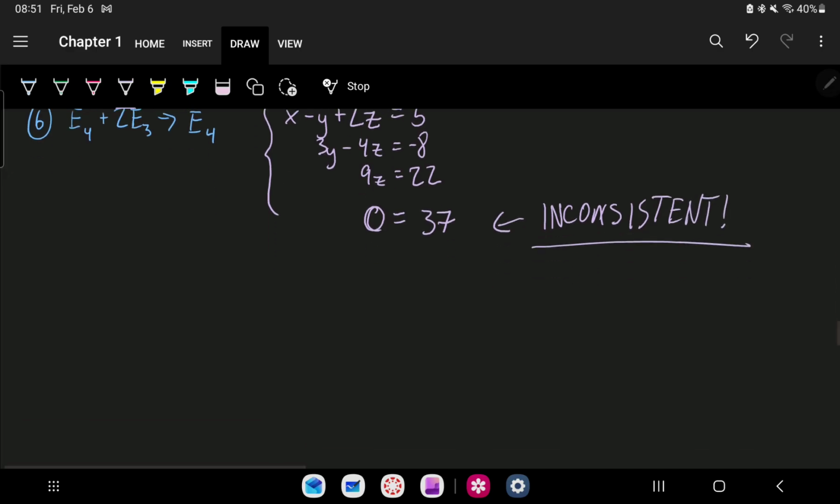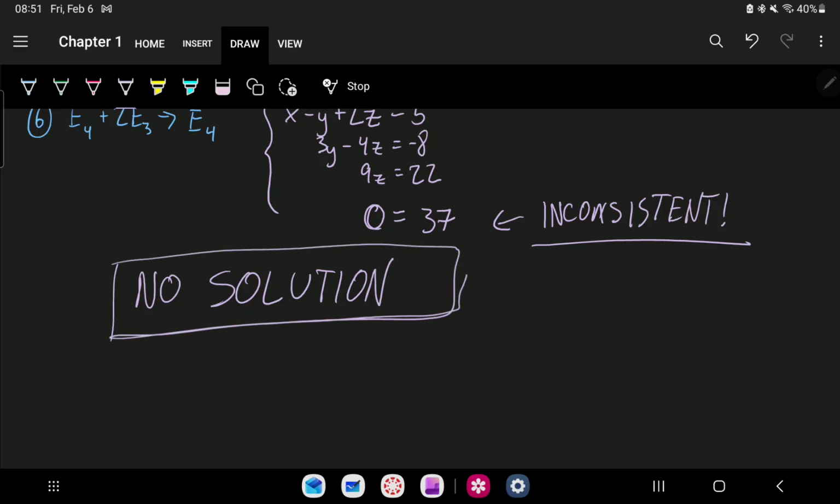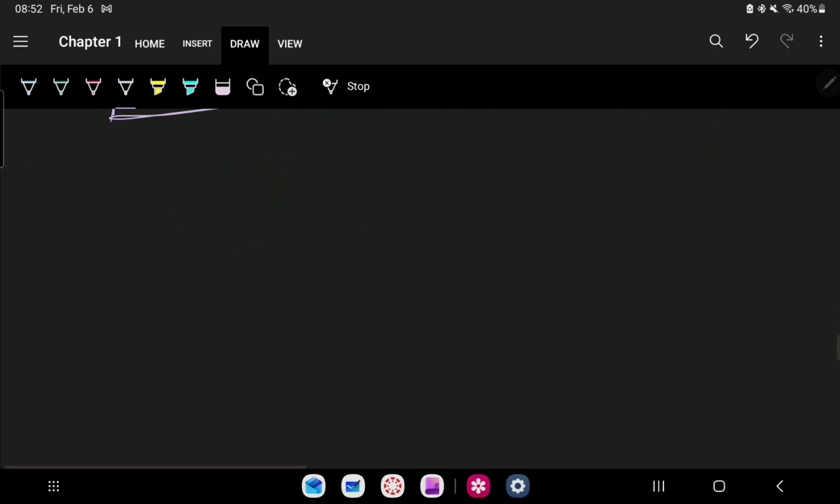You know what that means? That there is no solution to this system. And that's all we need to do. As soon as we see that you have 0 on one side and a different number on the other, we're done with that.